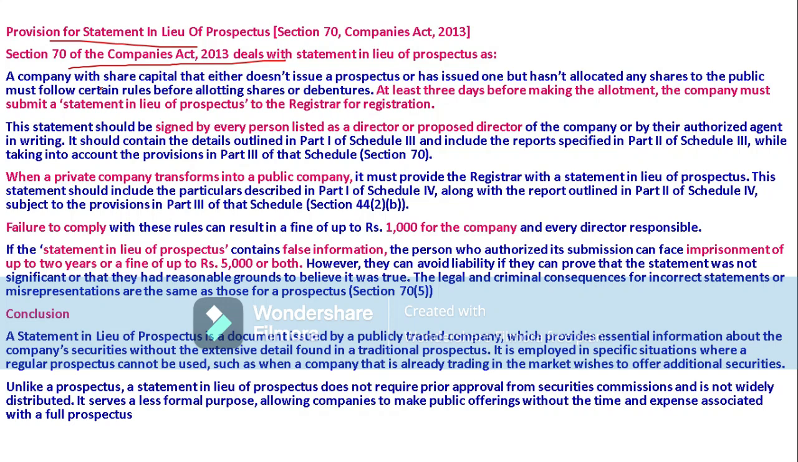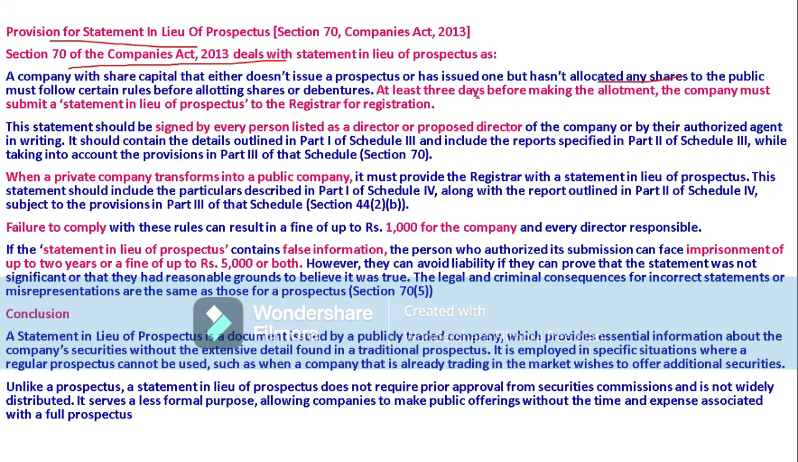Okay, so a company with share capital that either doesn't issue a prospectus or has issued one but hasn't allocated any shares to the public must follow certain rules before allocating the shares and debentures. Statement in lieu of prospectus applies when the company hasn't submitted a prospectus, or else hasn't issued the shares to the public, or even though it issued the shares, the shares have not been allocated. In this case also this statement in lieu of prospectus should be submitted.